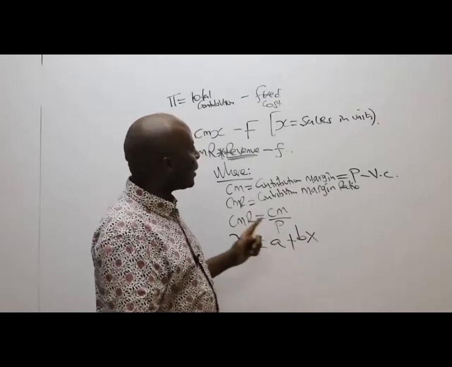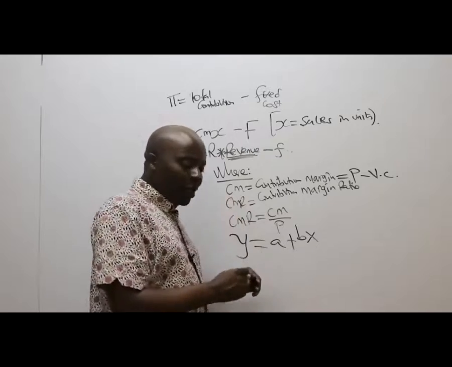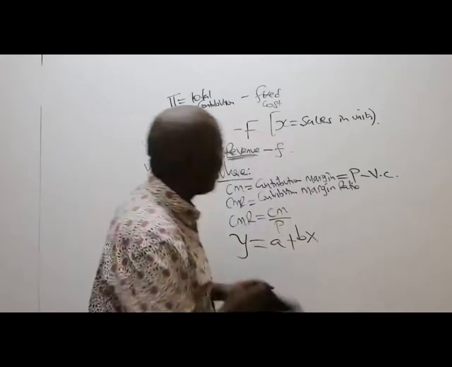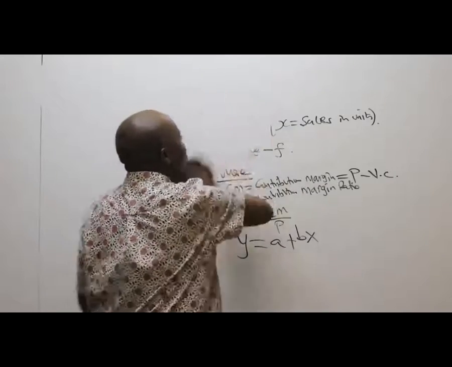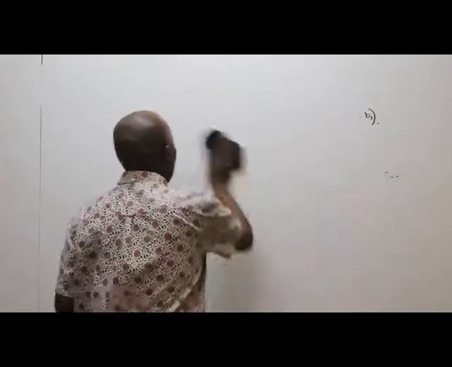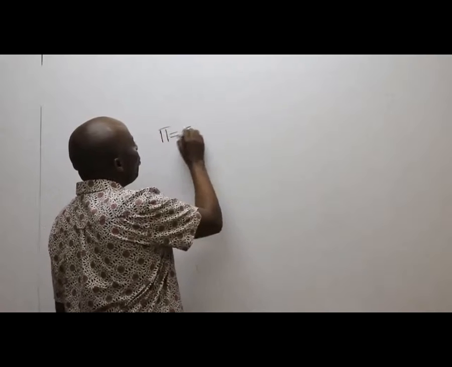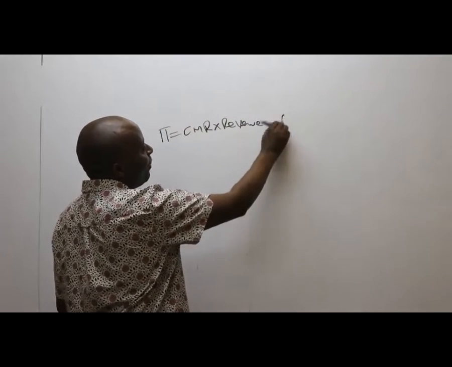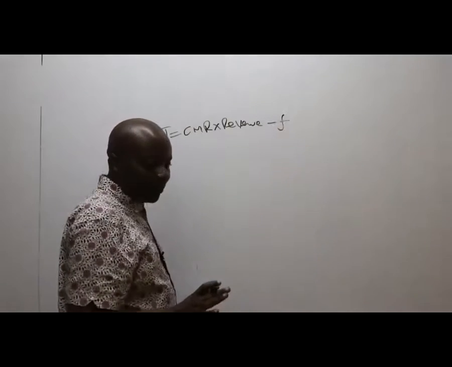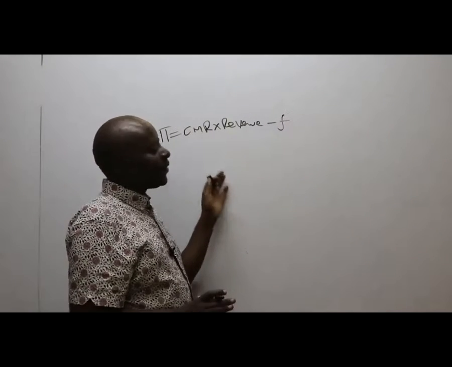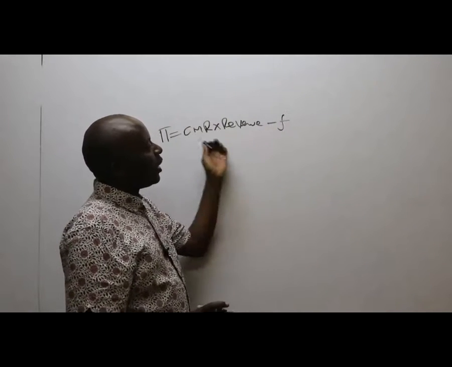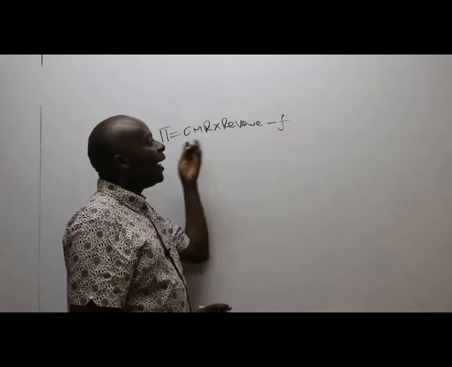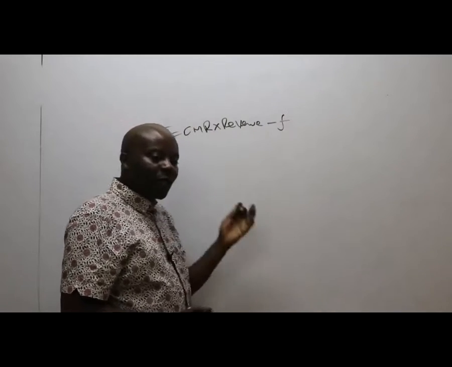So that tells us, ladies and gentlemen, that we are going to make use of this second equation, which tells us that our profit equals CMR times revenue minus fixed cost. And you're in agreement, all of us, that even if this is a negative, this is a linear function. It's a straight line function.